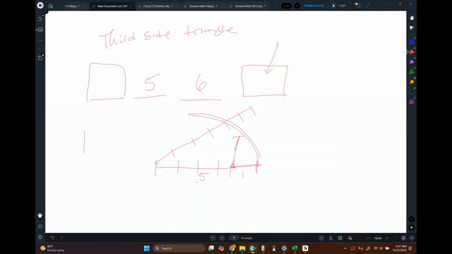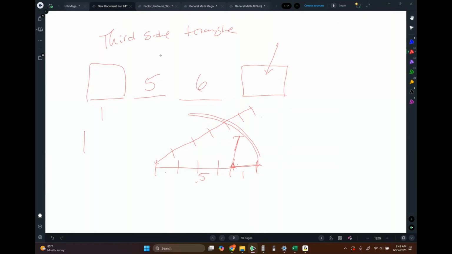So it cannot be 1, because 1 plus 5 will not reach past 6. I want to make sure we understand that. Give me a thumbs up if that makes sense to you, or give me a thumbs down if it doesn't make sense. That's better. Thumbs down if it doesn't make sense, and I'll talk to you and try to help you understand it.